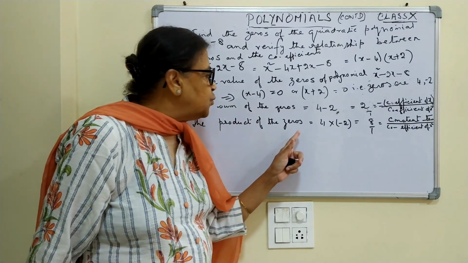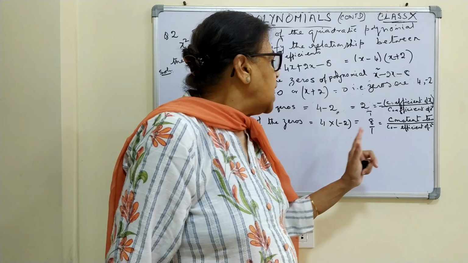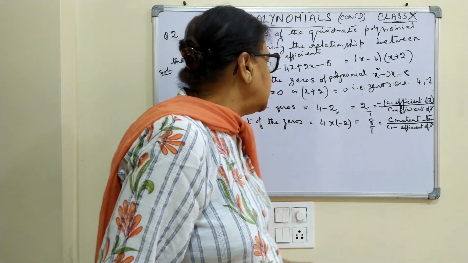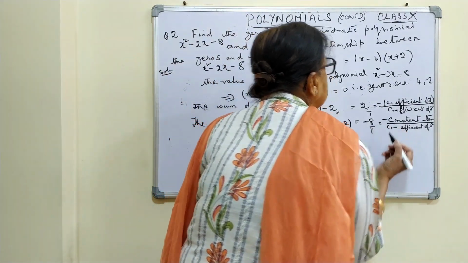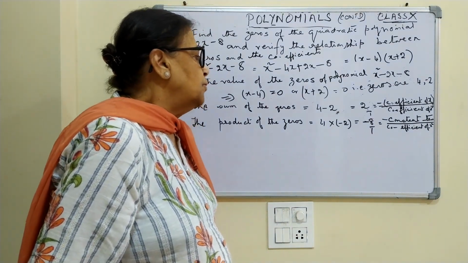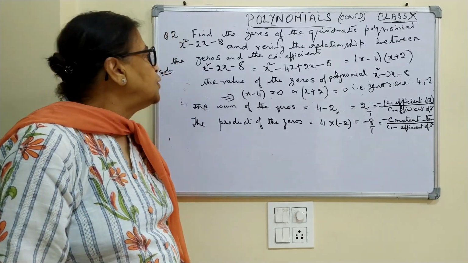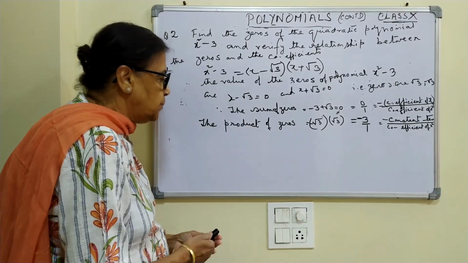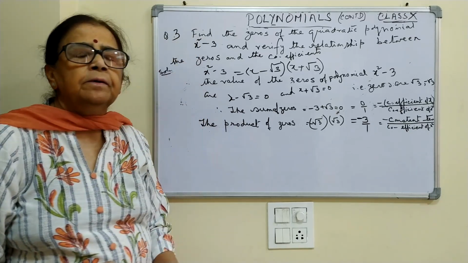Similarly, the product is 4 into minus 2, that is minus 8, which is minus 8 into 1. The constant term is minus 8, so the product is the constant term divided by the coefficient of x square. What is the coefficient of x square? It is 1. That is question number 3. It is not an example, it is question number 3. We will all solve it together.